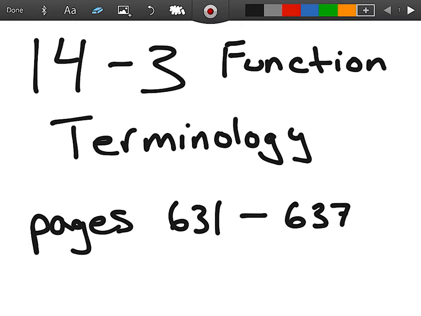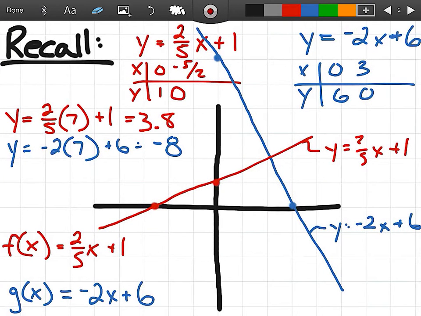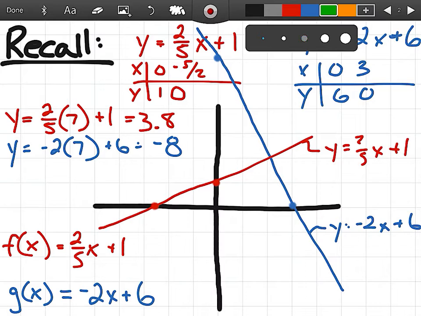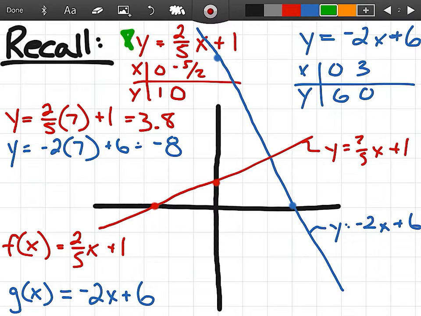This section is 14.3. It's called Functional Terminology, and you can find it on page 631 in your textbook. So let's back up and think about some of the types of lines that we've seen. First I would like to highlight this red line over here. We've got y is equal to 2/5 x plus 1.